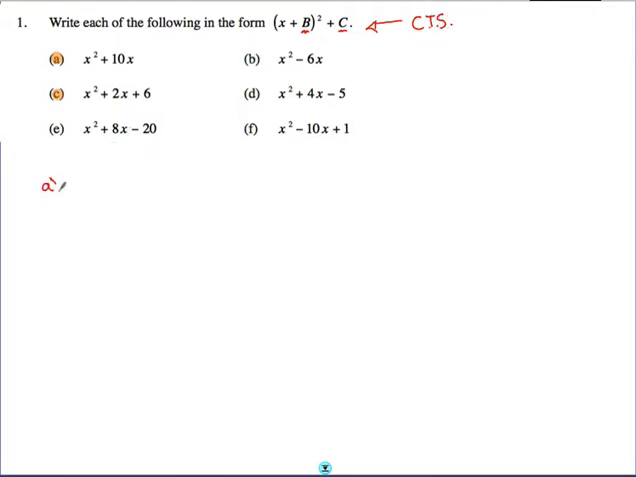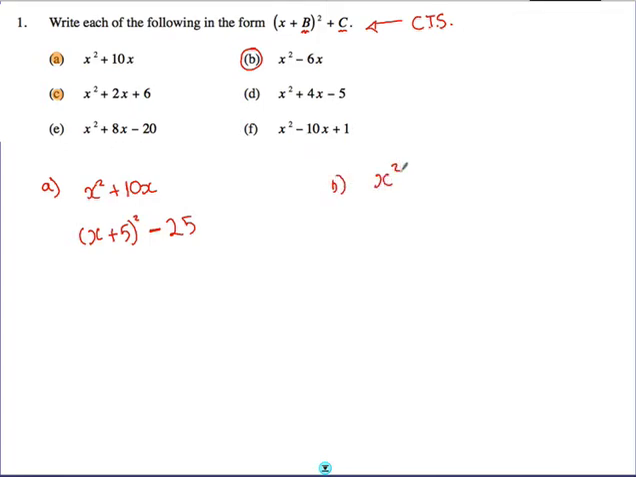So looking at question 1a, x squared plus 10x, completing the square would just be x plus 5. So remember, half the coefficient of x and square it. Take away, it's always a take away this number squared. Take away 25. Done. I'm just going to do b because it's so easy to do.